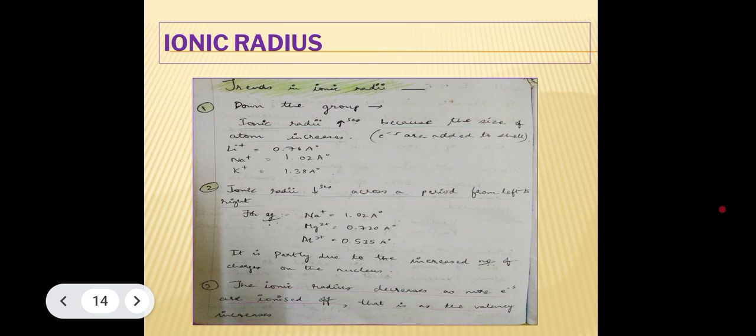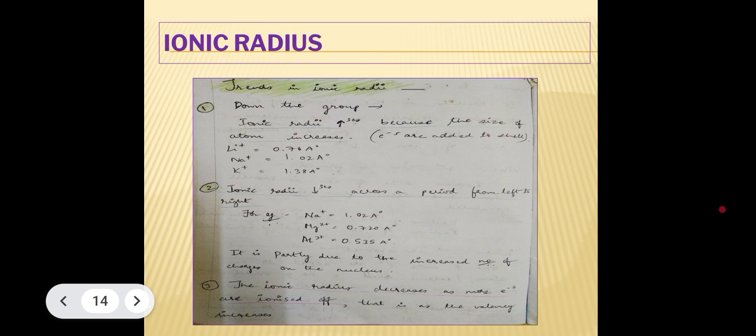So let's understand some of the trends in ionic radii. As we go down the group, ionic radius increases because the size of the atom increases. As we go from top to bottom of the periodic table, we all know that shells go on increasing because atomic number also increases, that is, electrons are added to every shell. So the size of the atom increases, and ionic radius also increases. For example, lithium, sodium, potassium: lithium ion is 0.76, sodium is 1.02, potassium is 1.38.